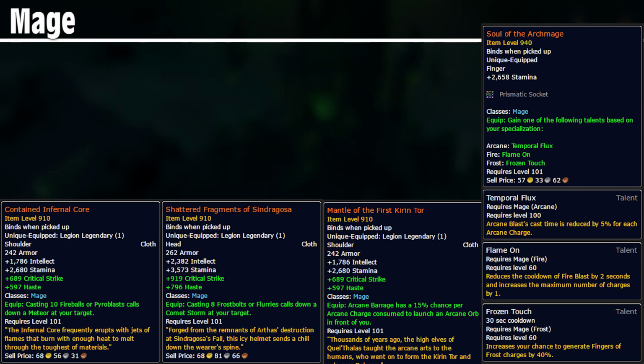For mages, they get the Contained Infernal Core, which goes on your shoulders. From the looks of it, casting Fireball or Pyroblast will build a stacking buff, and when you get to 10, it'll call down a Meteor on your current target.